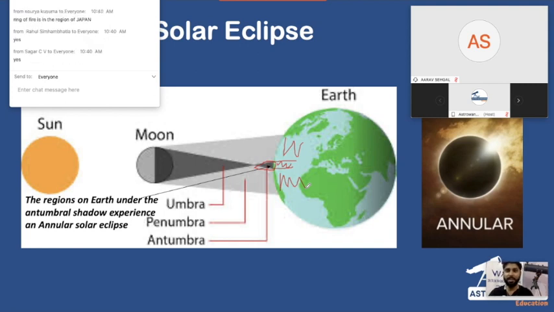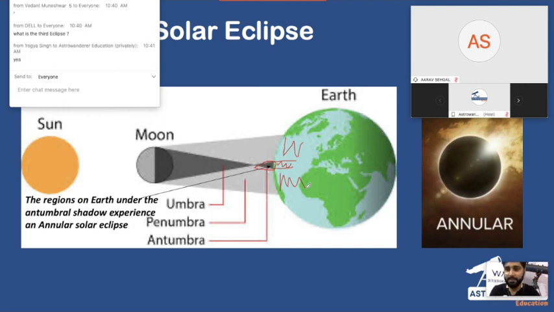Okay, ring of fire in Japan is what we call the region of volcanoes. That's something related to geography. This is not a technical term, ring of fire. It's just an artistic term we use for annular solar eclipse. So do not go into the technicalities of it. But it's nice that you know that ring of fire is in Japan. It's actually around the Pacific Ocean where a lot of active volcanoes lie.